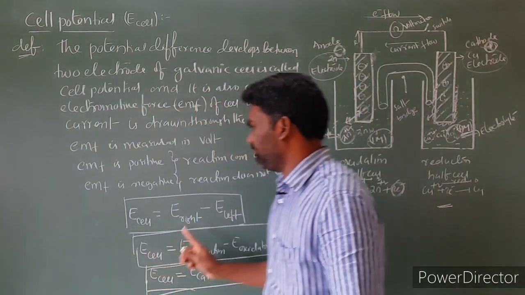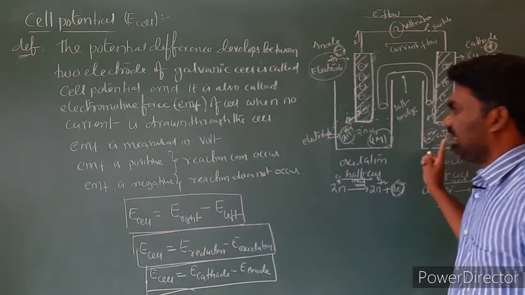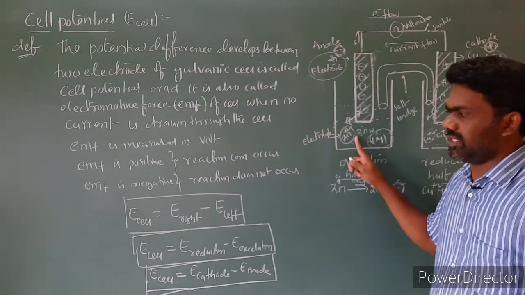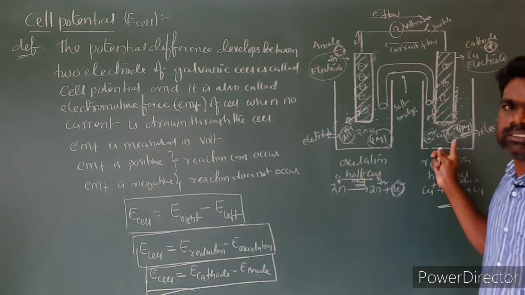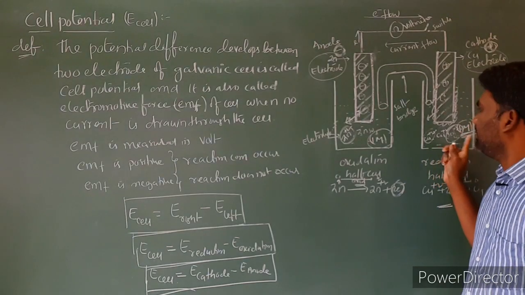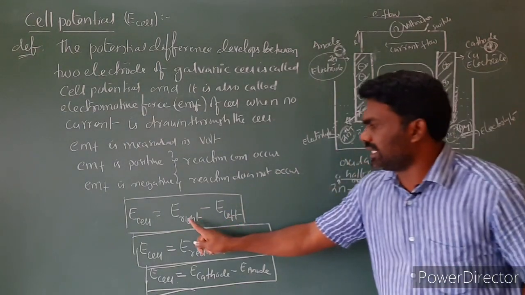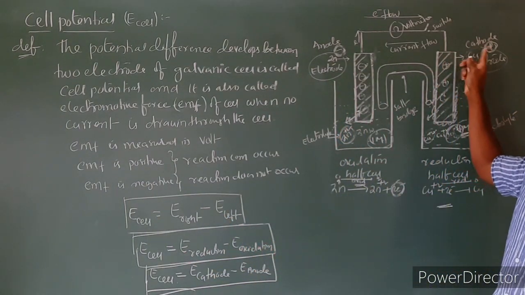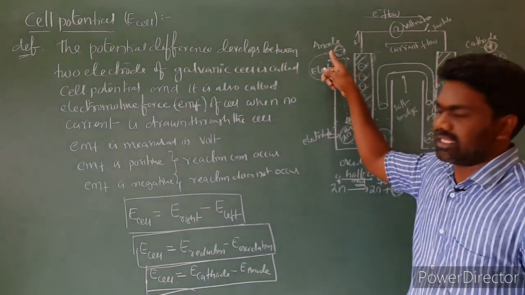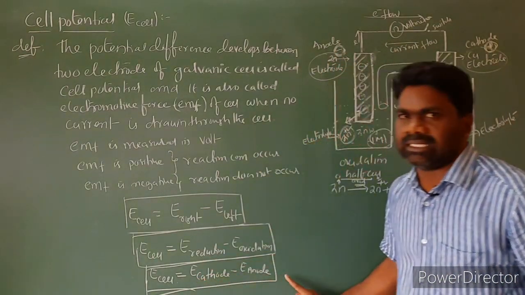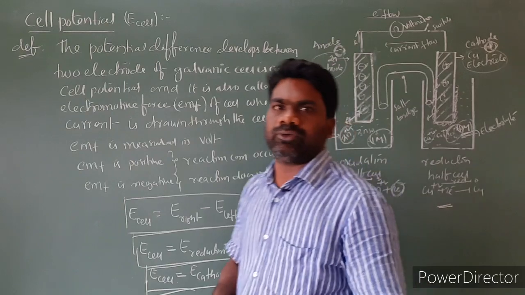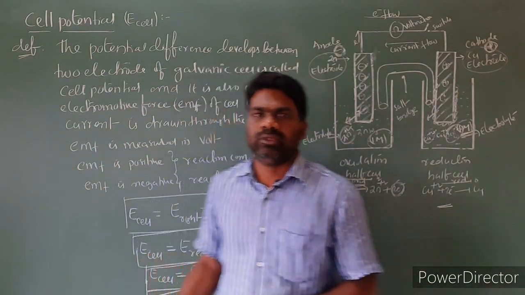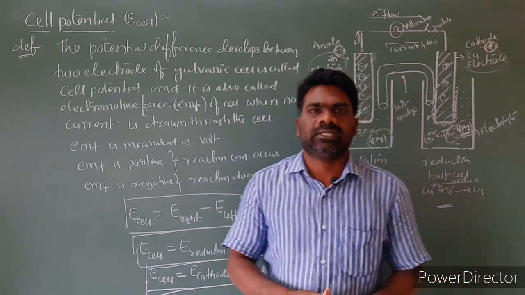All meanings are the same. E cell is equal to E right hand minus E left hand. Right is reduction and left is oxidation. Otherwise, the right hand side is the cathode and the left hand side is the anode, so E cathode minus E anode. These are the formulas we have to use to calculate the cell potential.